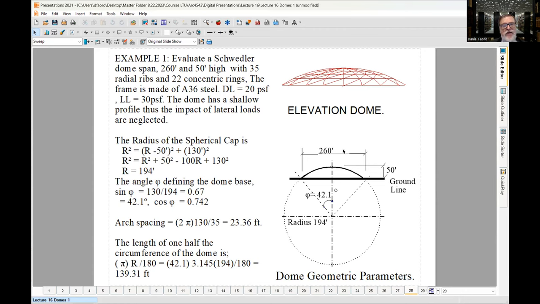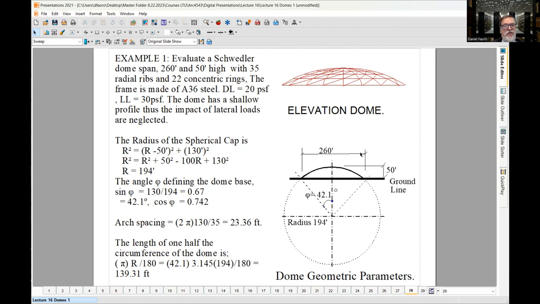Now, would that make sense? Well, if my span on the ground is 260 feet, I do need my generating radius to be obviously larger than the 130 foot half span, right? There wouldn't be any curvature if it wasn't. The angle phi defining the dome base, sine is 130 divided by 194.67. Where it meets the ground, I'd have 42.1 degrees, and my cosine value, because I'll need to use that for the further equations, is 0.742 for the same angle.